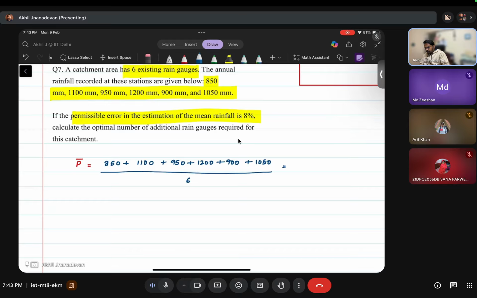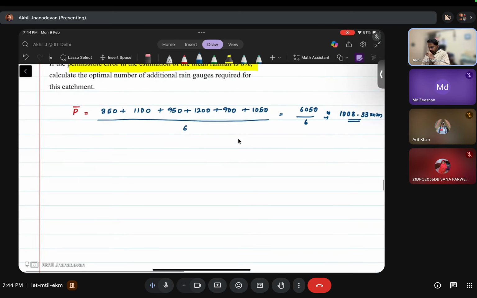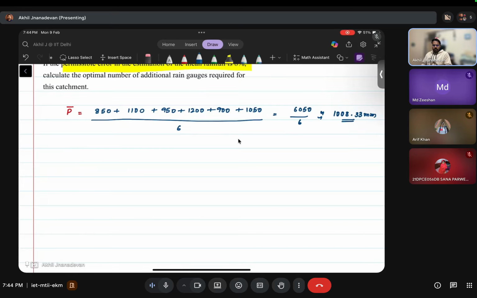So that is 6050 by 6, it will come around 1008.33 mm. So this is the rainfall happening. And next thing is we need to find the standard deviation. What is the variability? This is the mean value.